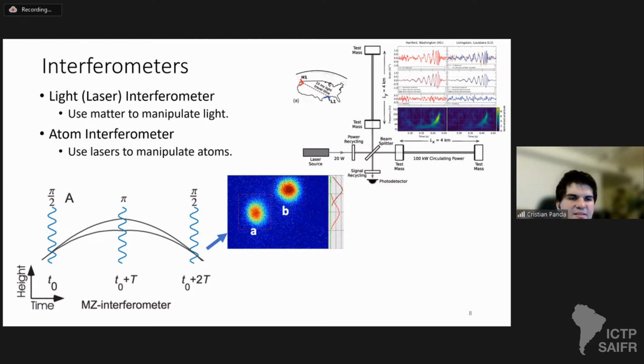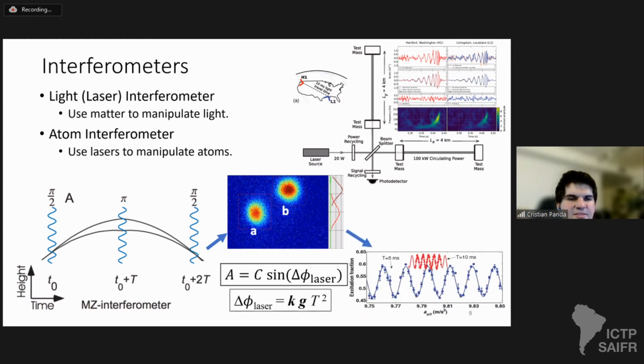We separate the 2 output ports of our interferometer and then observe their fluorescence on a CCD camera. And the ratio of the 2 signals in the output ports is given by the phase accumulated during the interferometer. In the case of a simple Mach-Zehnder interferometer, the phase is just given by kgT², where k is the momentum kick at each atom-laser interaction, g is the local gravitational acceleration, and T is the time between the laser pulses.